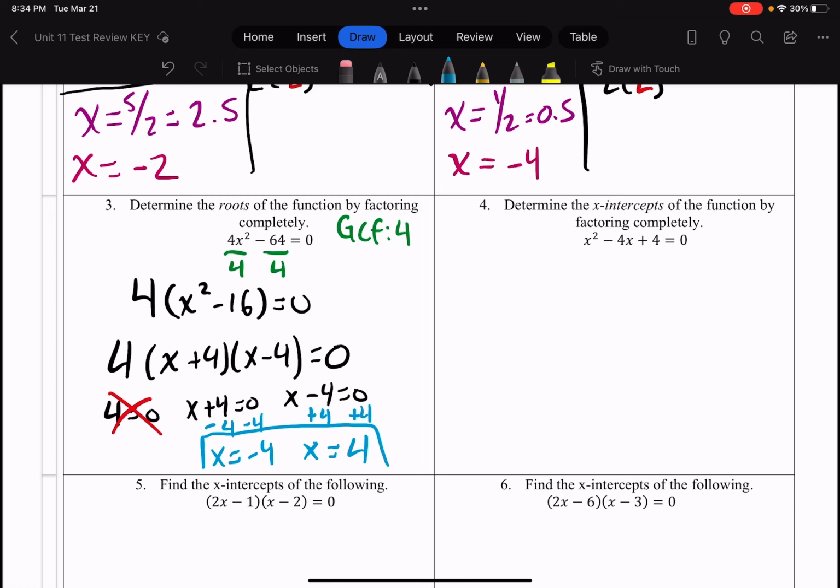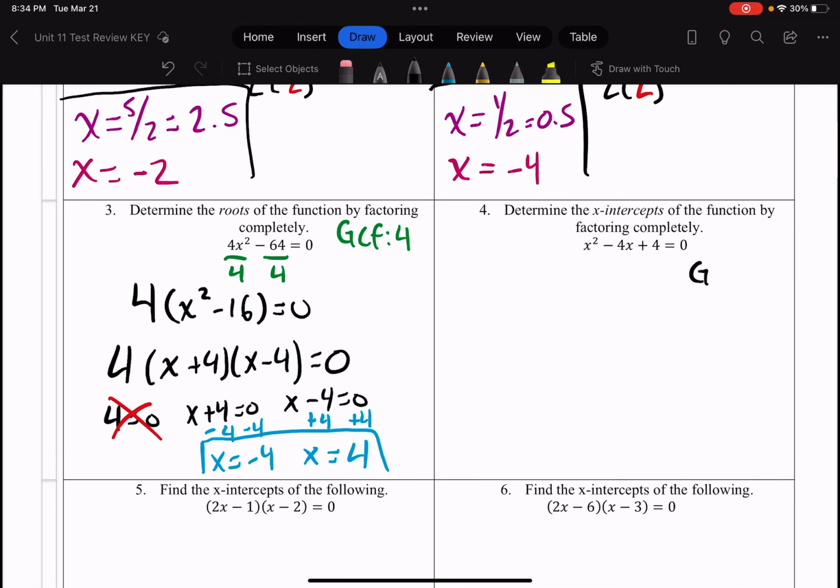Number 4 says determine the x-intercepts of the function by factoring completely. So this has also told us to factor. Remember, we've now got a trinomial, so I've got to do my factor chart. I've got to find my GCF. In this case, my GCF is 1, so there's really nothing to factor out there. I've got to find my a, b, and c values. Then I've got to find one number that multiplies to a times c, and also adds to b.